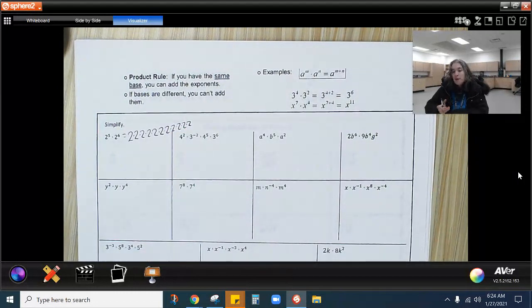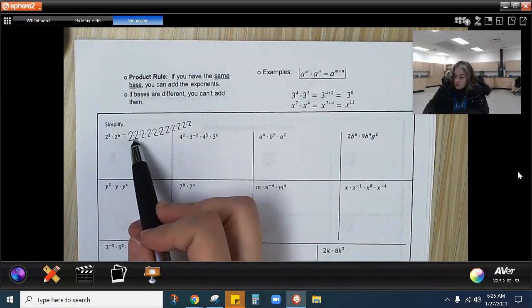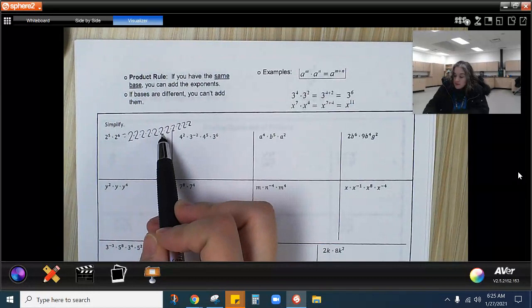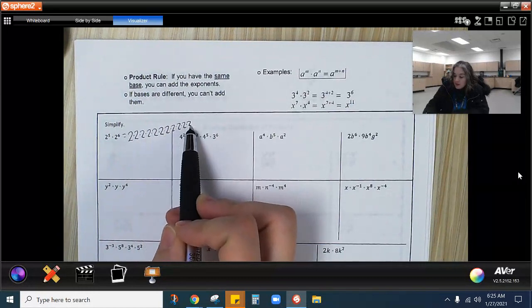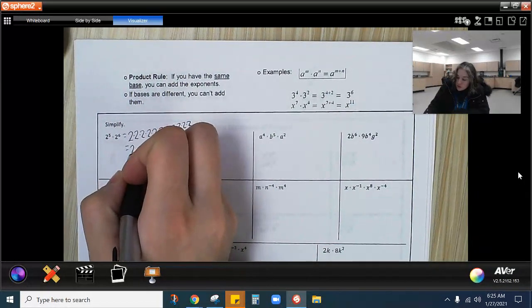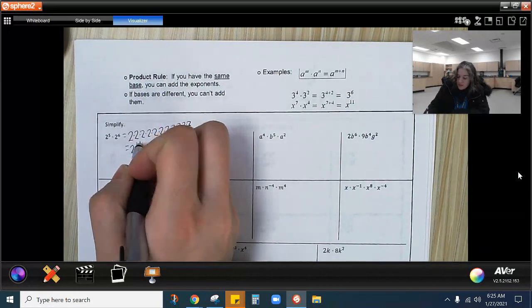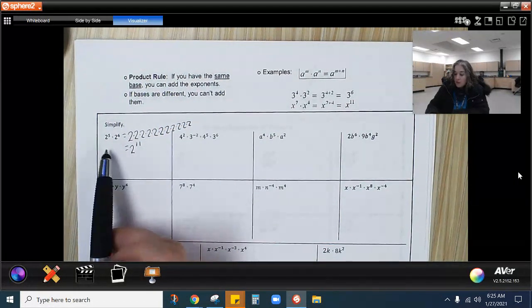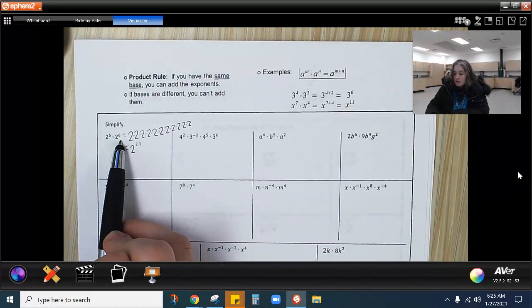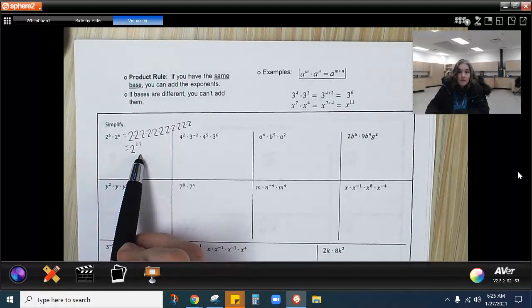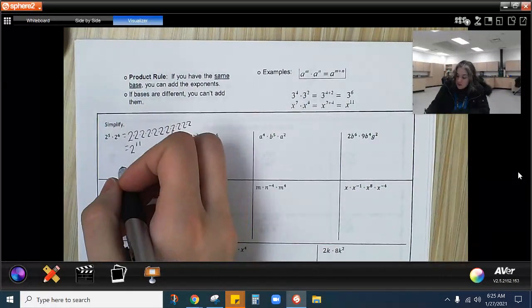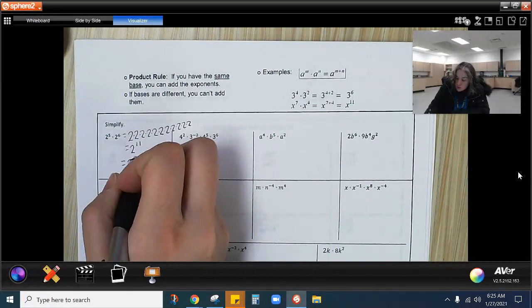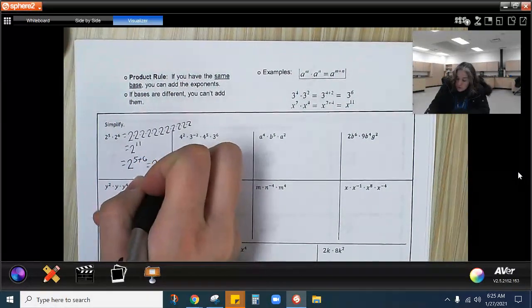Okay, so how many 2's do we really have there? Well, let's go through and count them. 1, 2, 3, 4, 5, 6, 7, 8, 9, 10, 11. So this is really 2 to the 11th. Well, how do we get from 2 to the 5th and 2 to the 6th to 2 to the 11th? We had to add those exponents, right? So this is really 2 to the 5 plus 6 equals 2 to the 11.